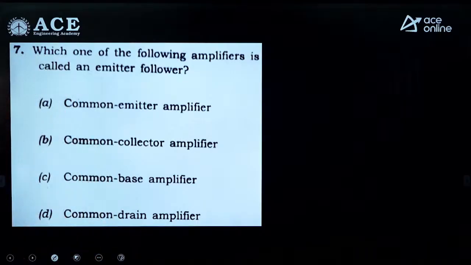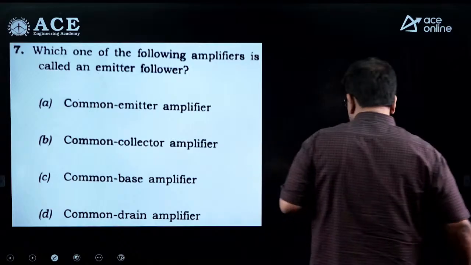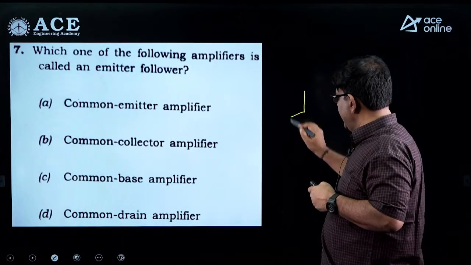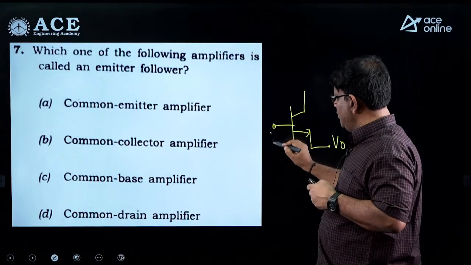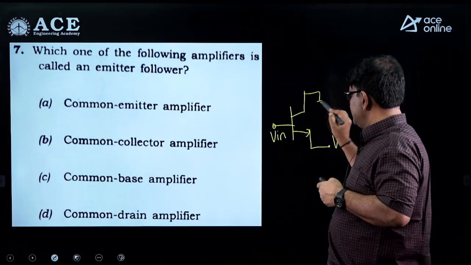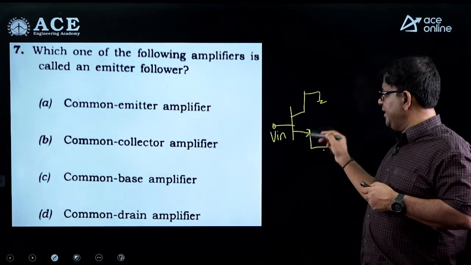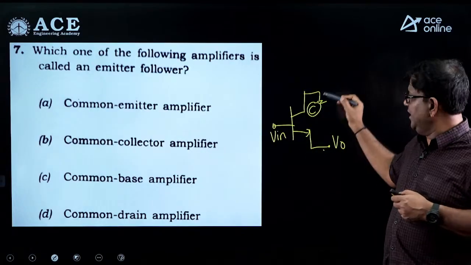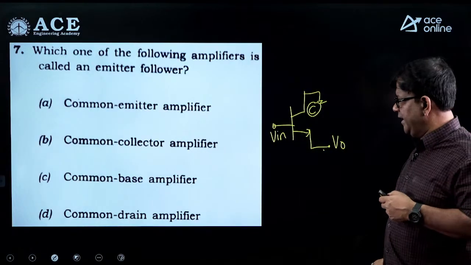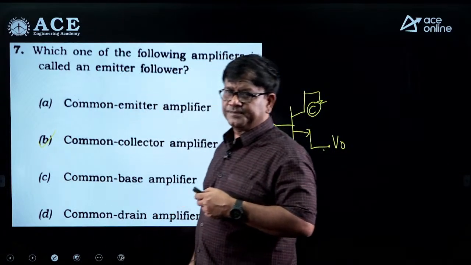Which one of the following amplifier is an emitter follower? So what do you mean by emitter follower? The output at emitter follows the input. So you can see the output at emitter follows the input. So this configuration happens to be common collector. Since collector is connected to the signal ground or power supply, common collector is also called emitter follower.